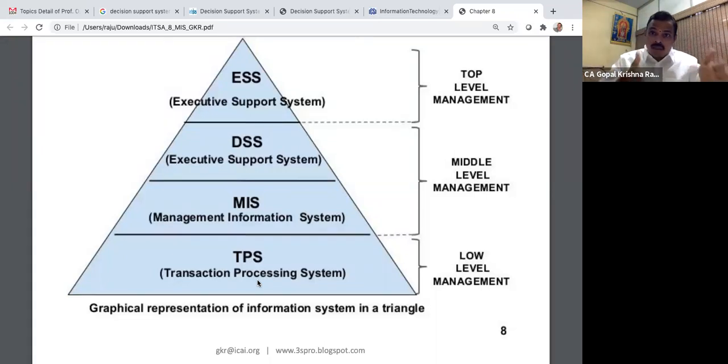So I will have all these verticals put together. All these are transaction processing systems because all are transactions. Without that, I cannot do.